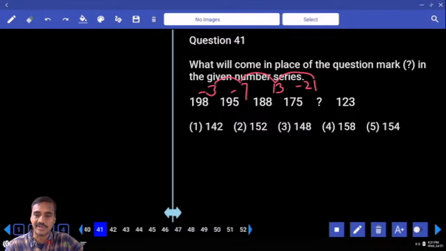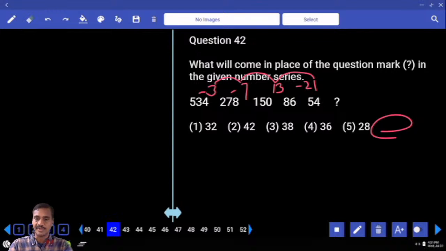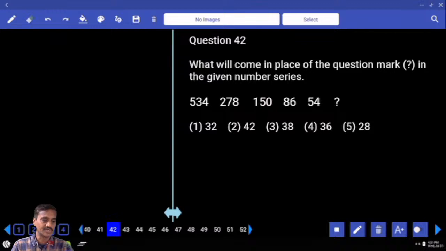Minus. Now minus 75 minus 21. 5 minus 1, 4. 7 minus 2, this one. 154, choice 5. Must have been the choice 5 differences. Then 42 and 534, 278. Now here in this one, 534 and 278.